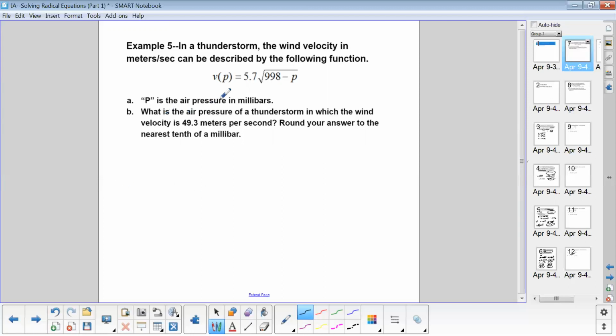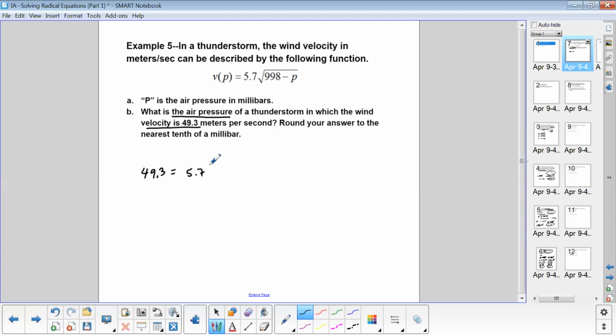So in a thunderstorm, we've got another function, V representing the velocity and P representing air pressure in millibars. And it's just a unit of measurement in meteorology. And so P is the air pressure in millibars. So what is the air pressure of a thunderstorm in which the wind has a velocity of 49 3/10? So 49 3/10 will take the place of V of P.